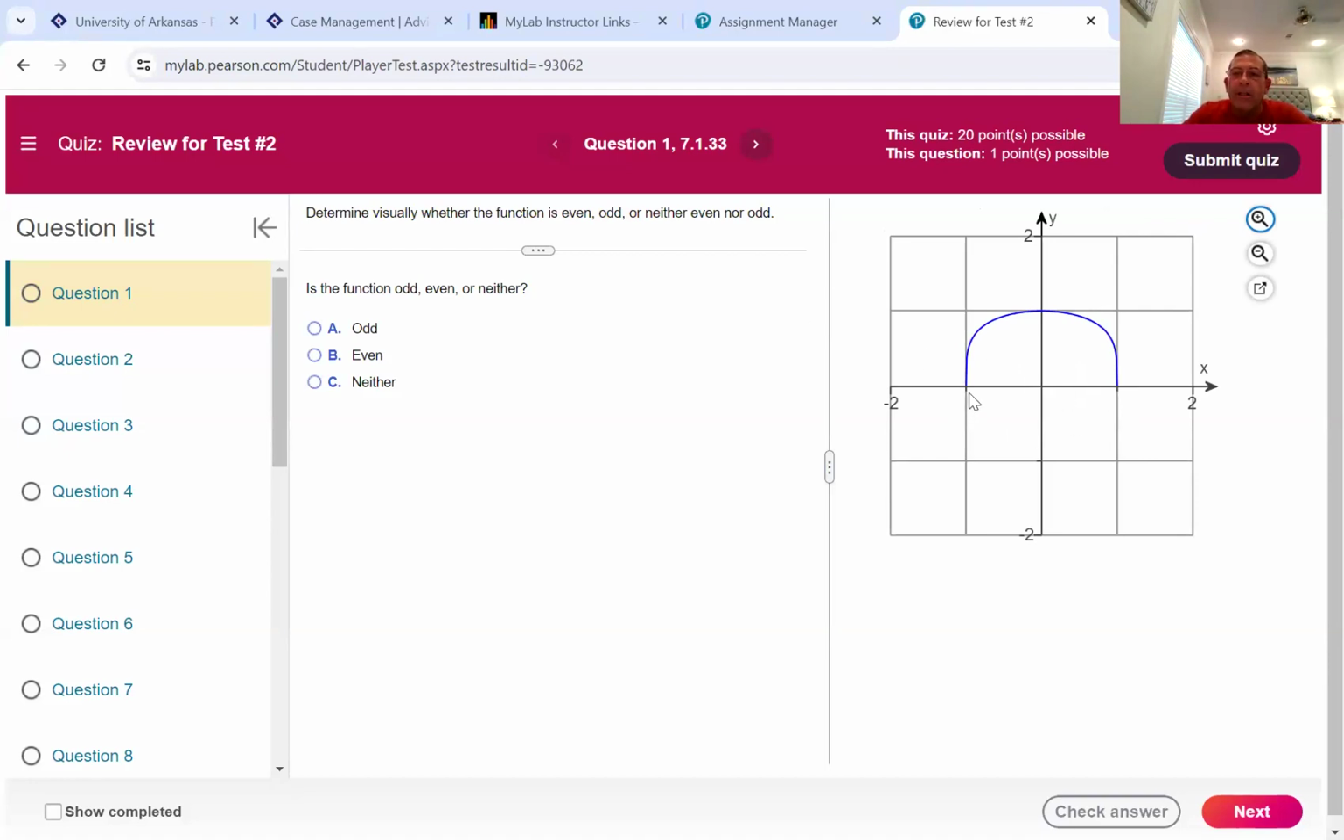So it looks like this is touching the x-axis over here at -1 and at +1. So it's touching the x-axis twice. And it is also symmetric to the y-axis. So y'all, we're going to go with even on that.